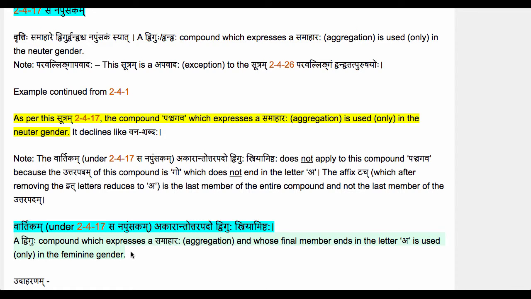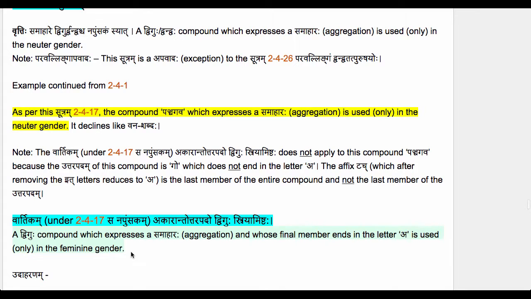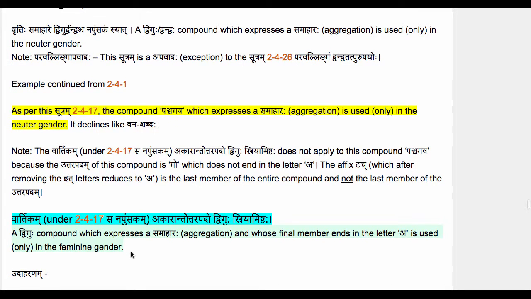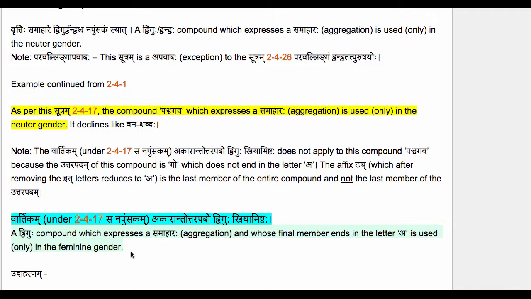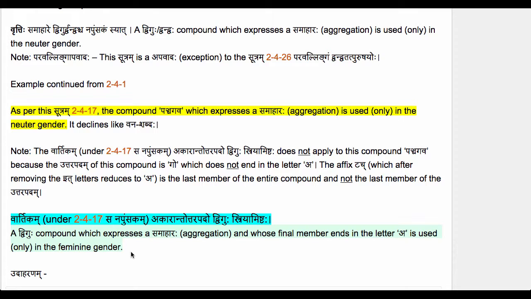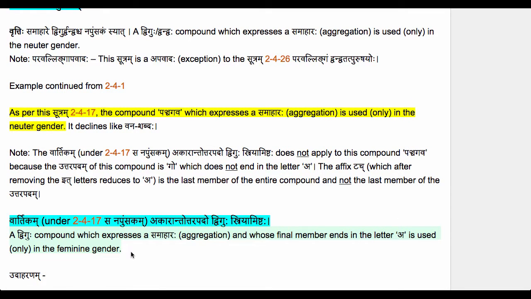It looks like we do have a compound with a uttarapadam ending in the letter a, but that is not the case. Uttarapadam of this compound is go, not gava. The samasanta pratyaya touch becomes the ending member of the entire compound, doesn't become the ending member of the uttarapadam. So uttarapadam is still go, it ends in the letter o. The entire compound ends in the letter a. So that is how we have to be careful in applying the vartikam.